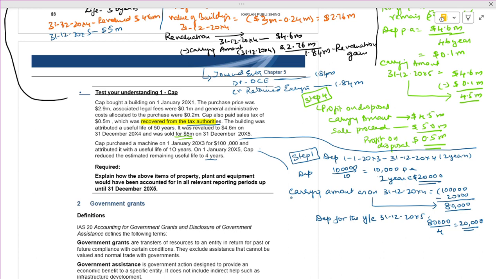Whenever you are revising the life of the asset, from that day onwards you have to recalculate the depreciation on the carrying amount as such. This is the first part. This is related to IAS 16.